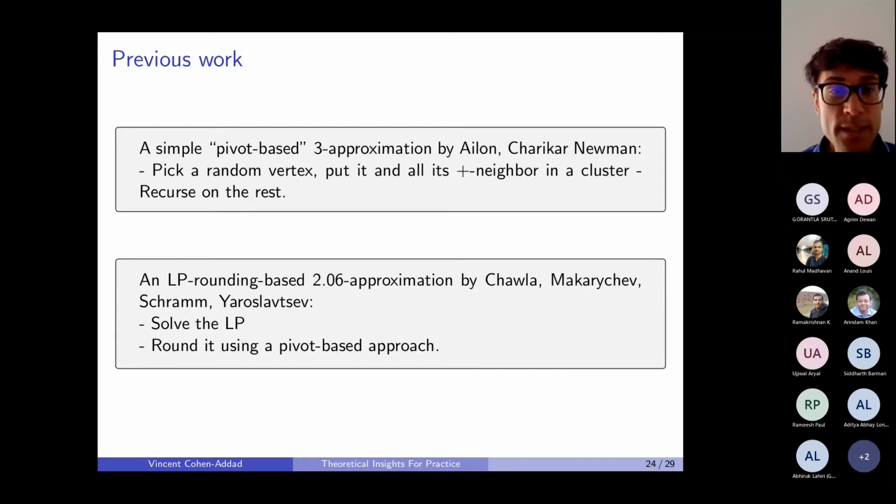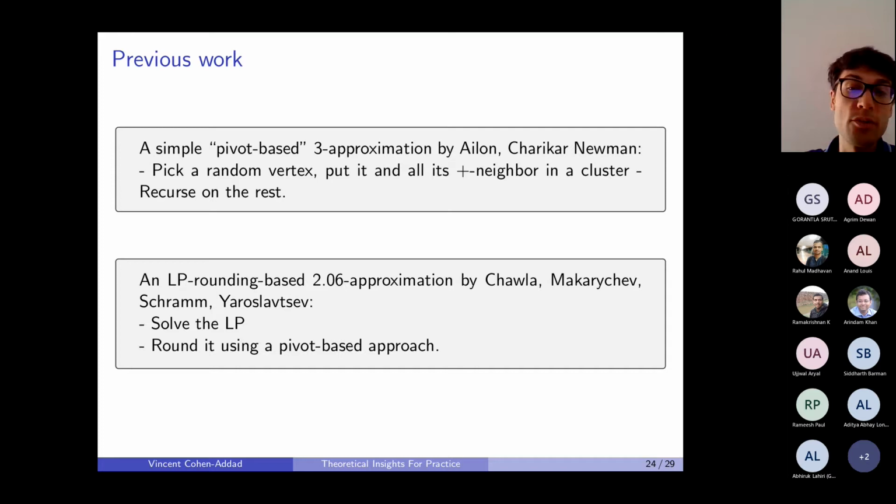What's the previous work on this? There is a simple pivot-based three approximation algorithm that dates back almost 20 years, like probably 2004 or something, where you pick a random vertex, put all the vertices that have a plus edge to that vertex together with this vertex to make a cluster, and then you recurse on the rest. So that's a three approximation.